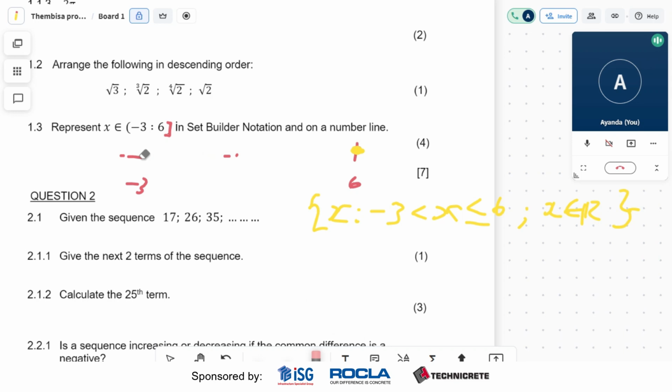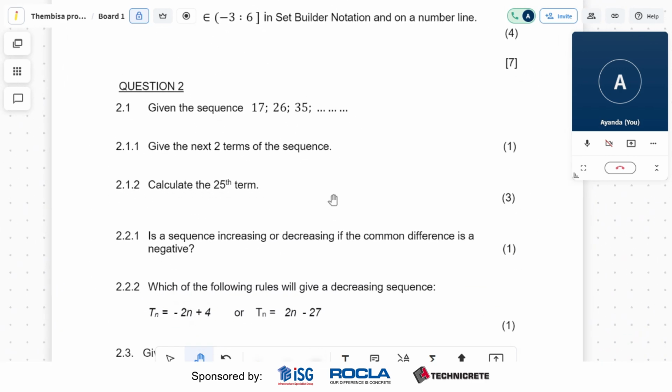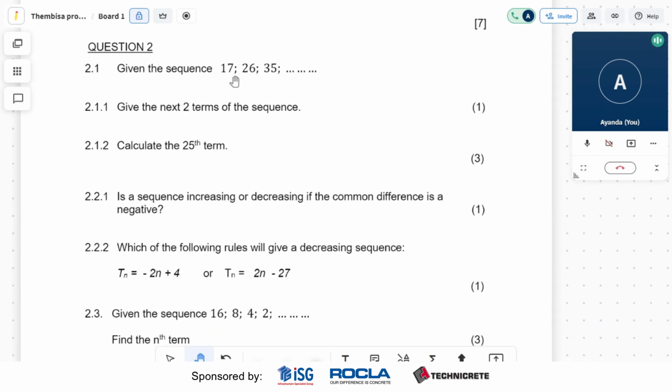Let's move on then to question 2. Question 2 is all about sequences and series. Let's get rid of all of this stuff first. Question 2.1. Given the sequence 17, 26, and 35, give the next two terms of the sequence.